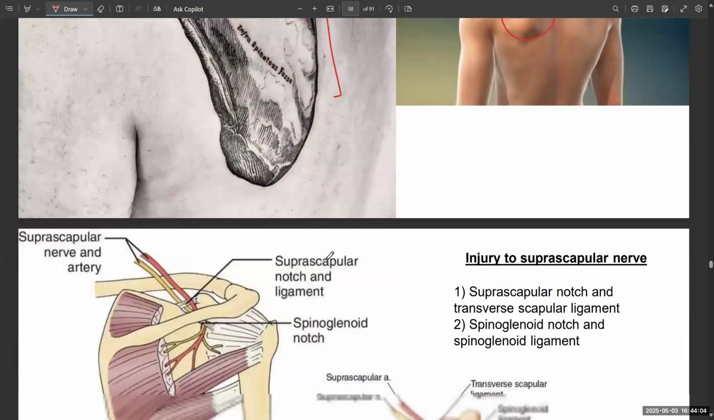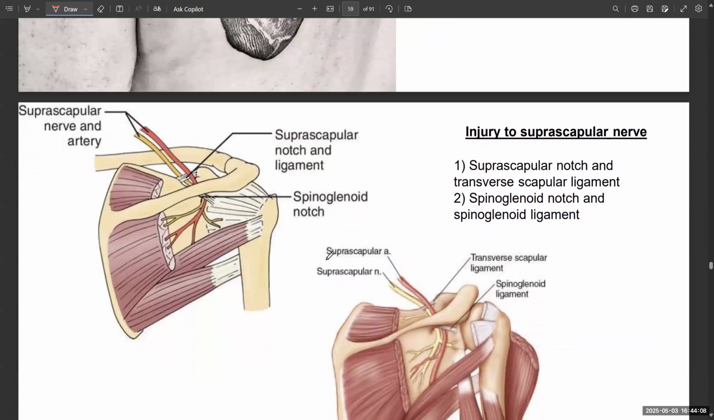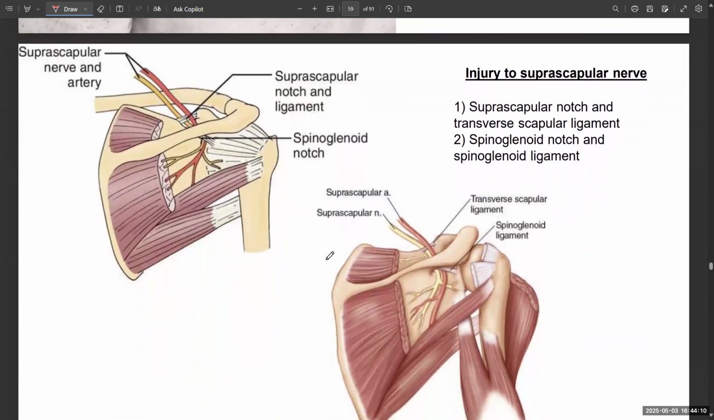Now, moving on. Injury to the suprascapular nerve. Recall, where was the suprascapular nerve coming from? Give yourself some time to think about it. It was coming from C5 and C6. So basically, when you had the C5 and C6, it made the superior trunk, right? And it was coming out from the superior trunk. So it has innervation from C5 and C6.